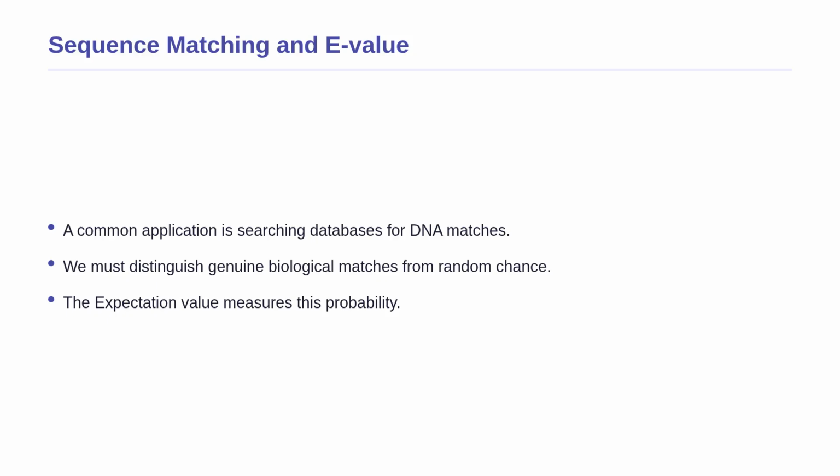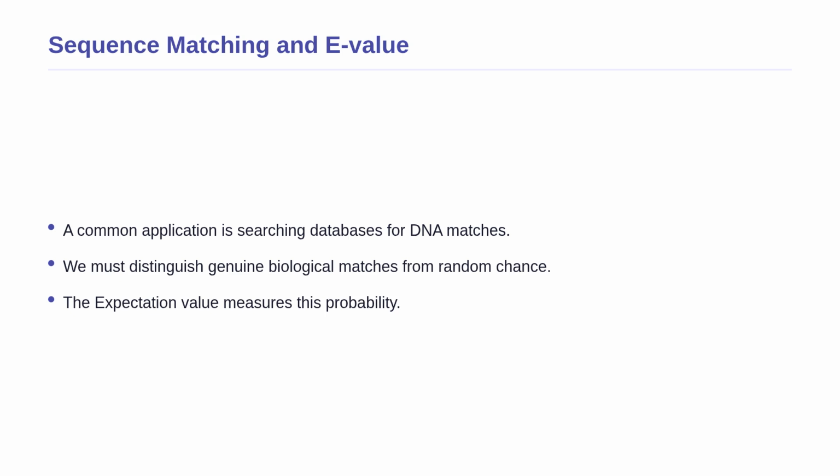One of the most powerful applications we just mentioned is searching a database to see if a newly discovered DNA sequence matches anything we already know. But when you search through millions of sequences, you will inevitably find matches just by random chance. How do we know if a match is biologically meaningful?